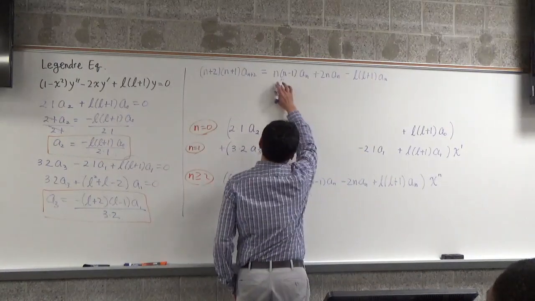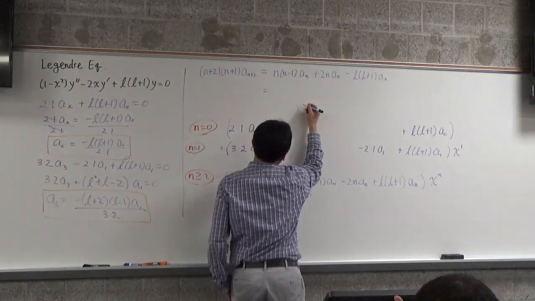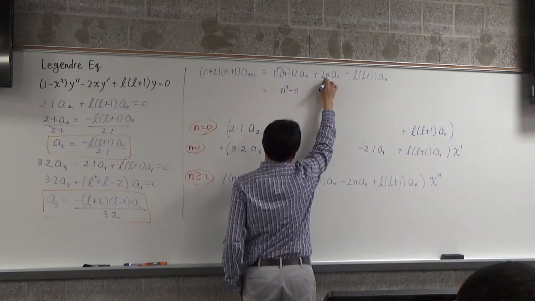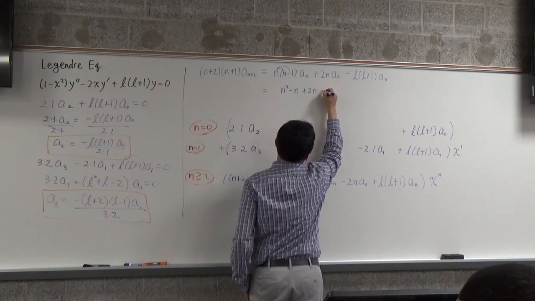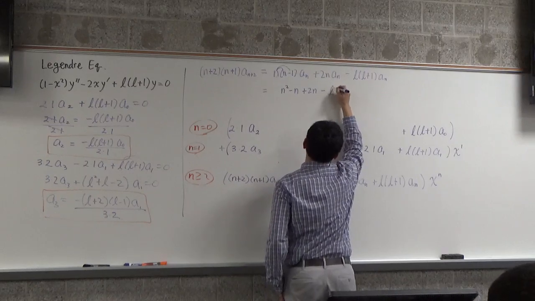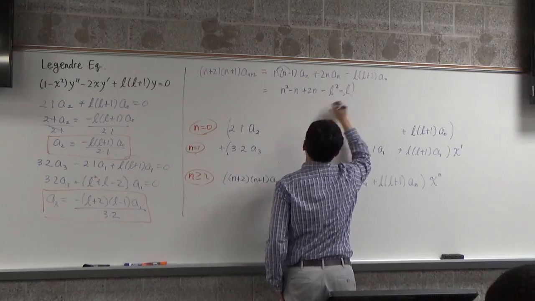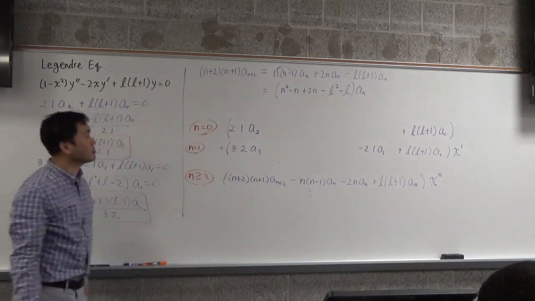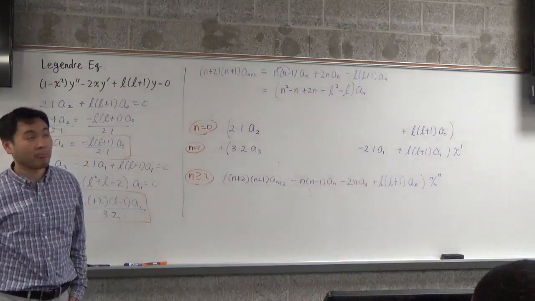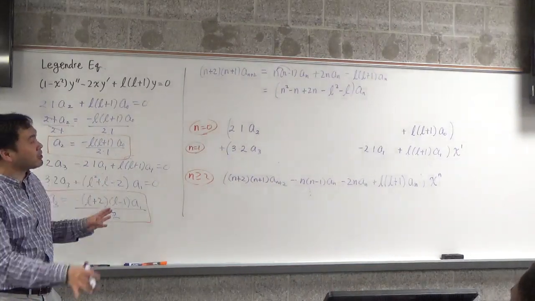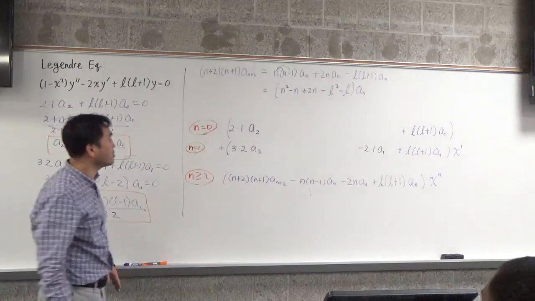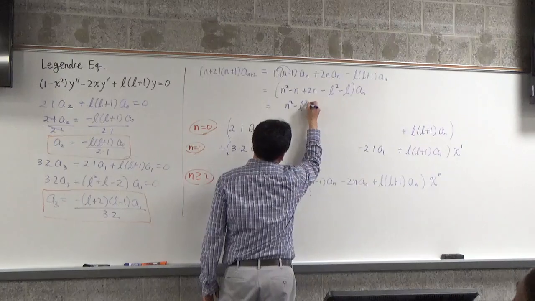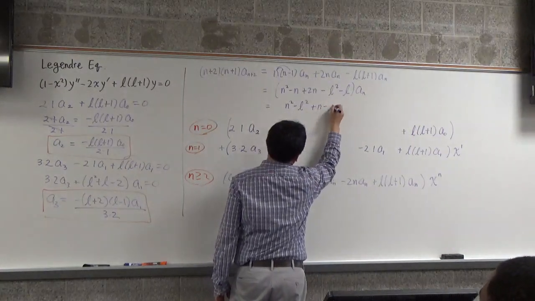And then notice that this can be factored by a_n. And we multiply this, so it's n squared minus n plus 2n minus l squared minus l, times a_n. So factor out a_n, combine everything else. Right? Yeah, I factored out a_n but multiplied out everything. Okay, so we have n squared minus l squared plus n minus l.